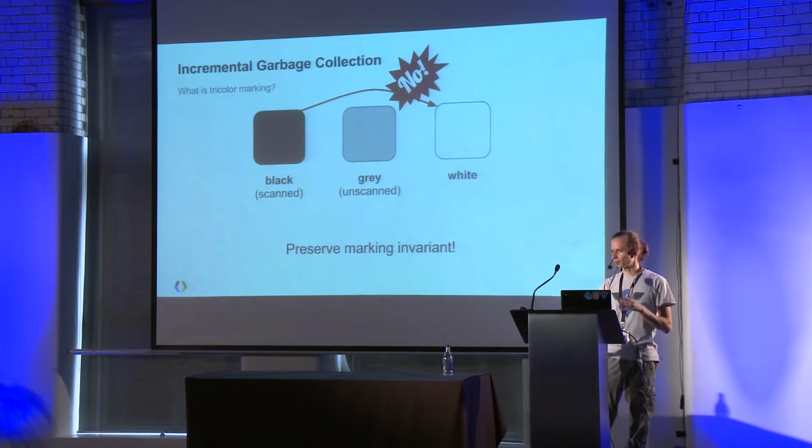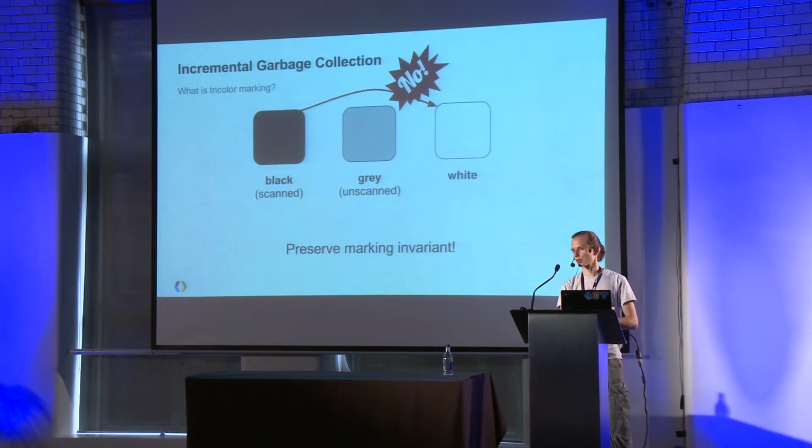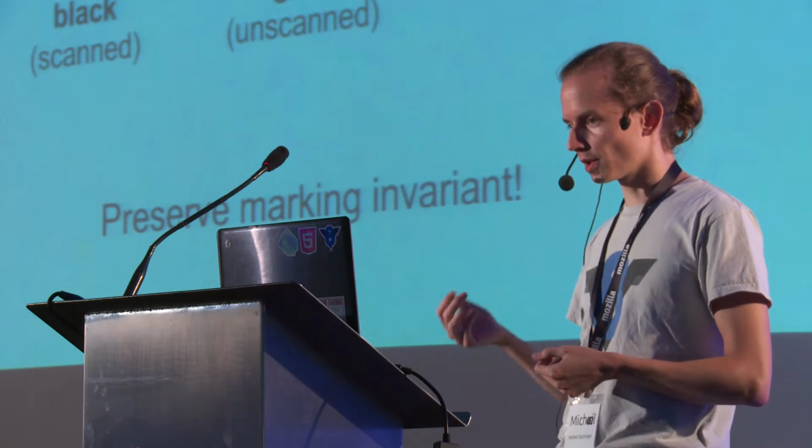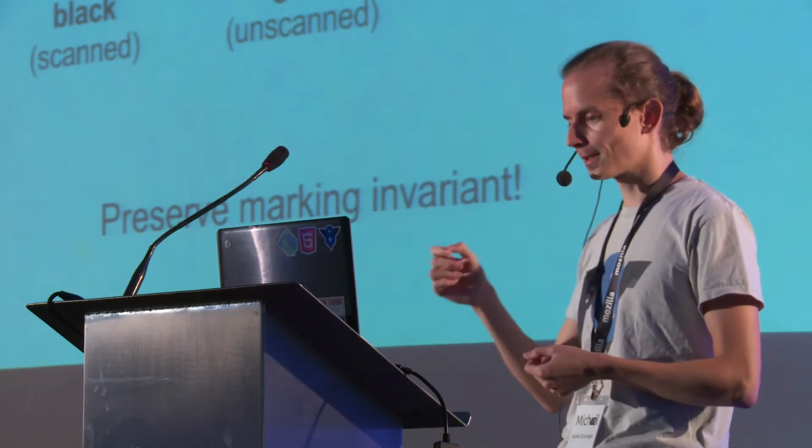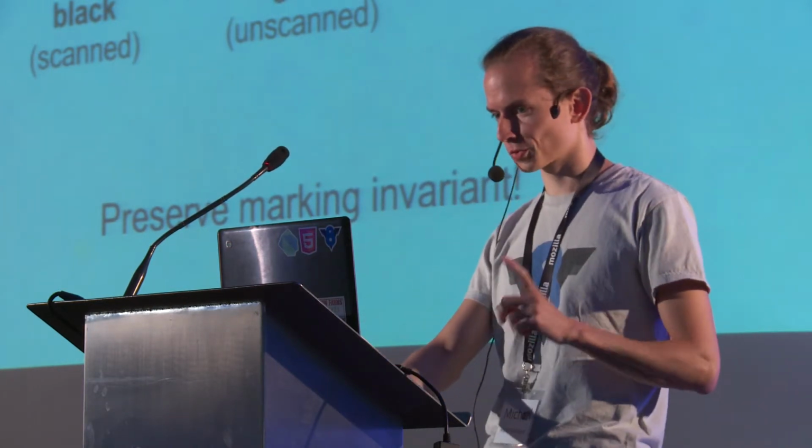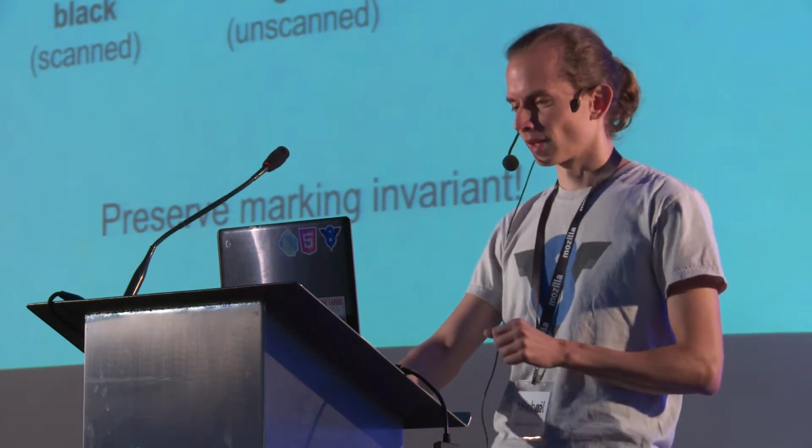If we wouldn't interleave the marking steps with mutator steps, we would just make sure that that never happens. But since the mutator can mess up the heap, it can create such a situation. And we must prevent that. And that's the tricky part about it. So let's look at an example.